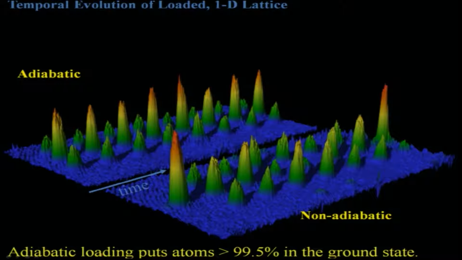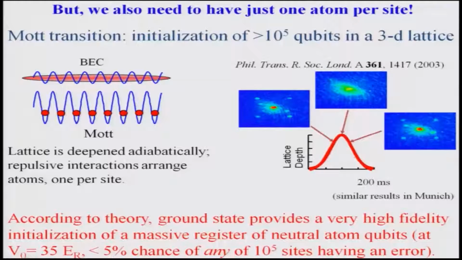The adiabatic loading can put the atoms in about 99.5% of the ground states, and this is the kind of work which Wineland was able to show, and it was highly appreciated. It also needs to be understood that in this case each site needs to hold just one atom. So the initialization of, say, 10^5 qubits in a 3D lattice, or greater than that, is necessary.